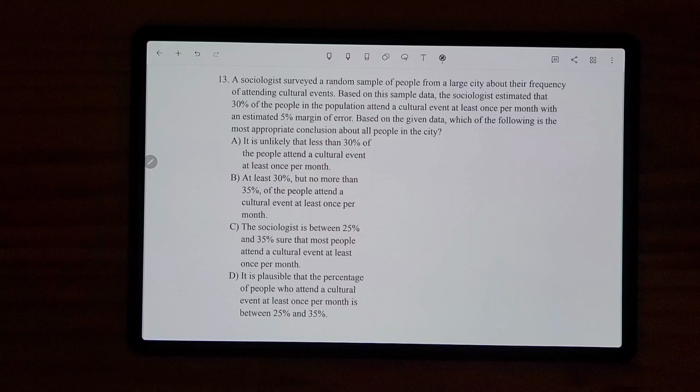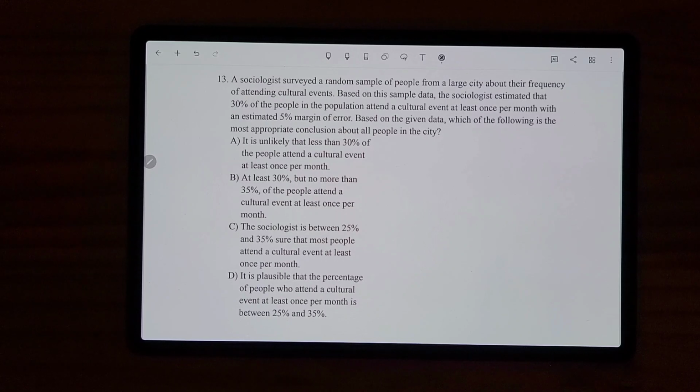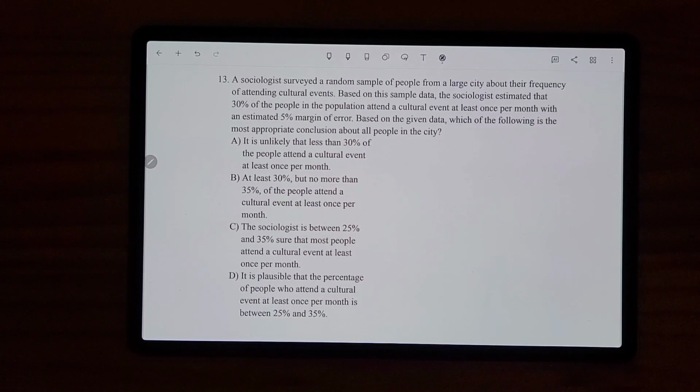So 25% to 35% is what they're expecting for the number of people that attend a cultural event at least once per month. So automatically I'm looking for that 25-35%. I see that that's with C and D. So now I'm determining whether C is the better answer or D is the better answer.